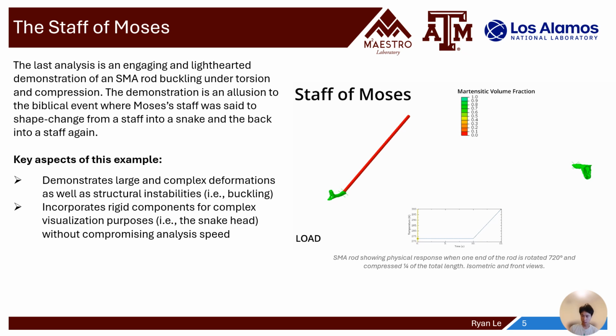So Abaqus jobs can sometimes take hours to run, but we really wanted to include this snakehead, so we were able to make it a rigid component, which meant that Abaqus would not account for it in the analysis, which meant this really large snakehead, which even caused the computer to lag when it was opened, didn't cause any slowdown in analysis time.